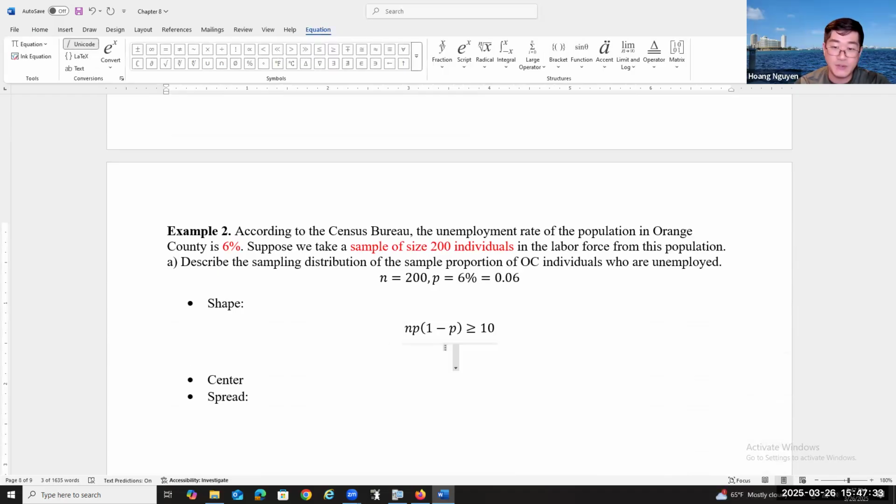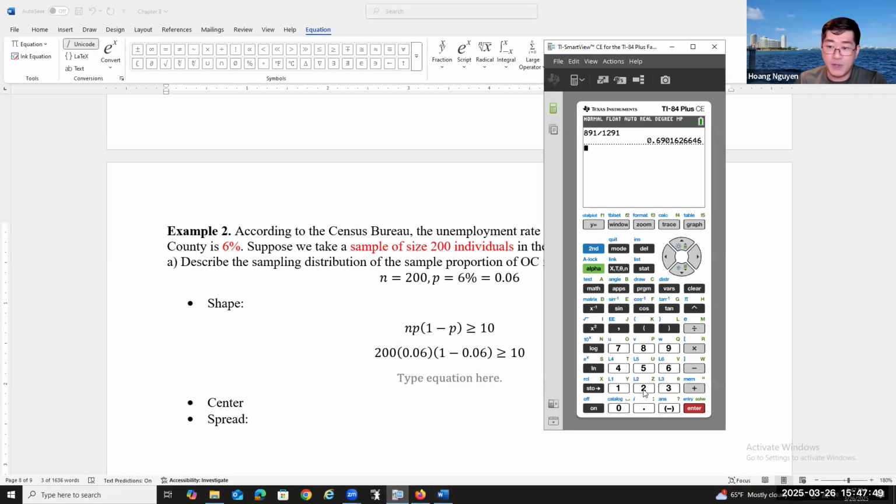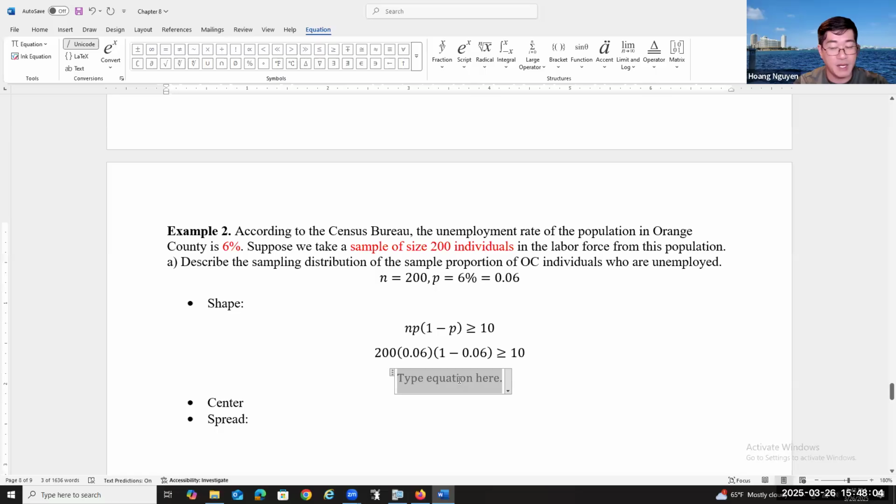So the sample size n is 200. The population proportion is 6%, 1 minus 0.06. You want to make sure that this calculation is at least 10. So let's try it then. We're going to get 200 times the population proportion 6%, times parenthesis 1 minus 0.06. So 11.28, okay, that's good, right? So we have 11.28, which is more than 10. Okay, so this condition is true.